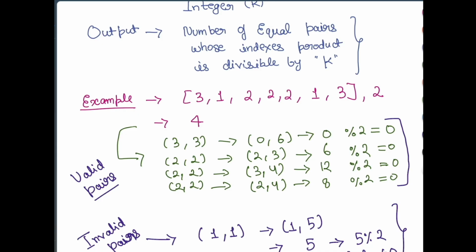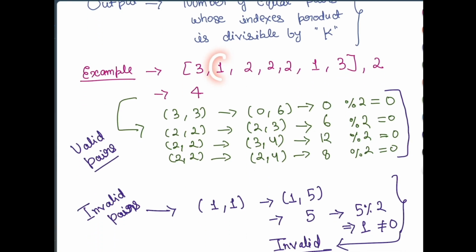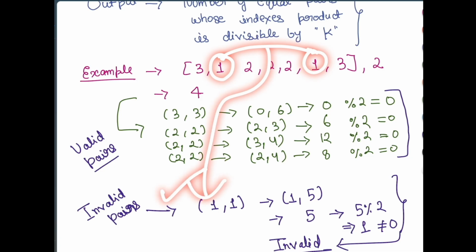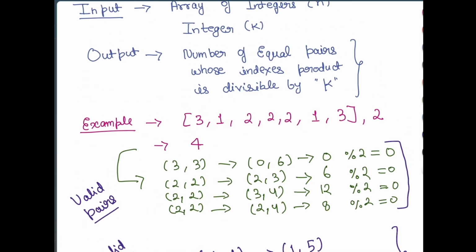Now let us take the example of one invalid pair. You can say that this 1 and 1 is also forming a pair, and that's correct. You can say this is also a pair. This is a pair, but is this valid or not? Because we have some other condition that the indexes product should be divisible by k.